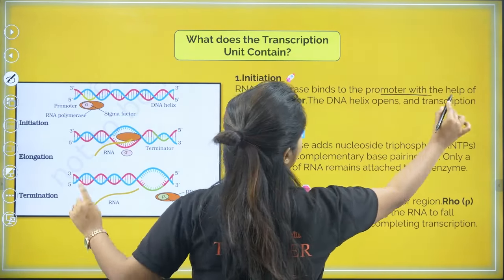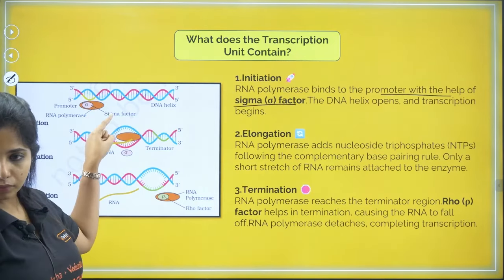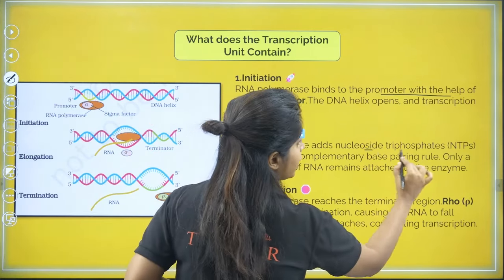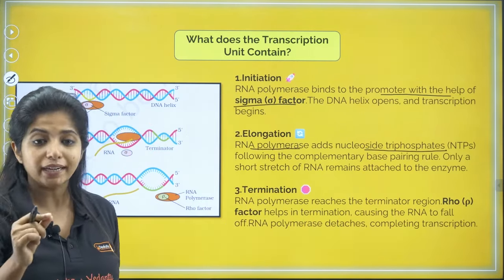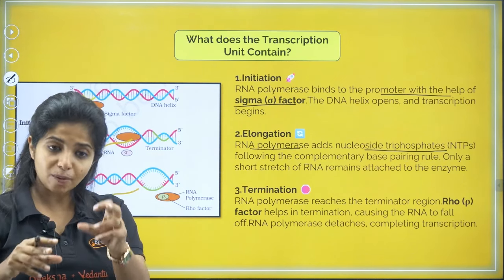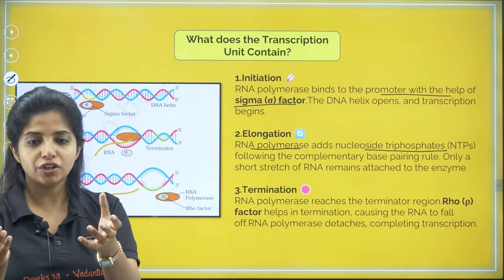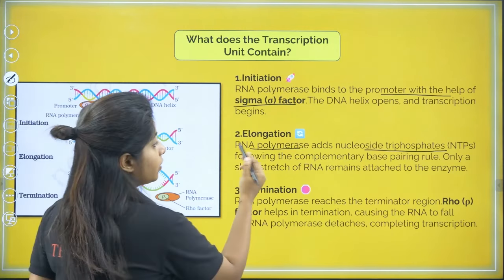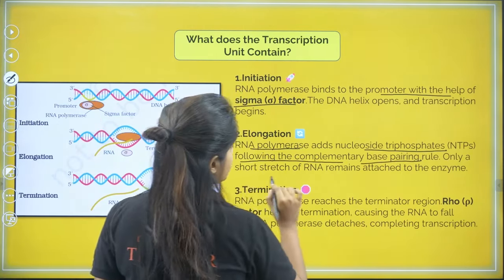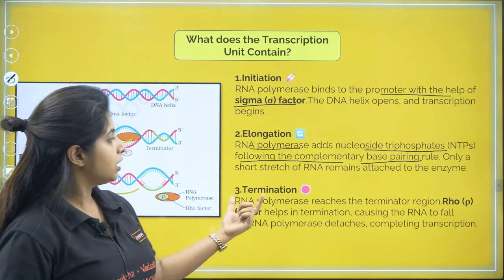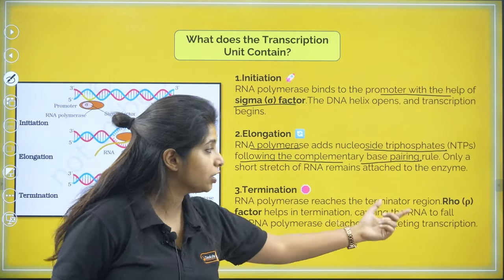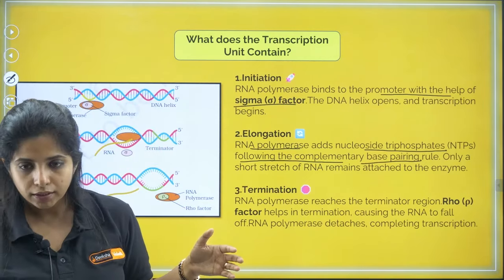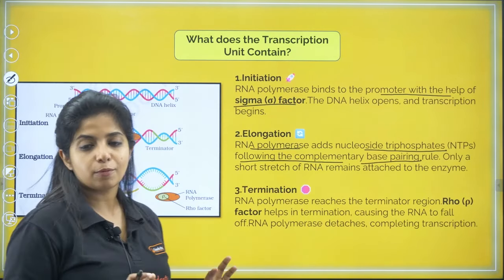RNA polymerase binds to the promoter with the help of sigma factor. The DNA helix opens and the transcription begins. In elongation, RNA polymerase adds nucleoside triphosphates. I told you they are acting as a substrate and also as energy givers. In the triphosphates, two of the phosphates go out, only one phosphate remains. That forms a nucleotide, forming the complementary base pairing, only a short stretch. Termination: RNA polymerase reaches the terminator region. Rho factor helps in termination, causing the RNA to fall off. RNA polymerase detaches, completing the process of transcription.